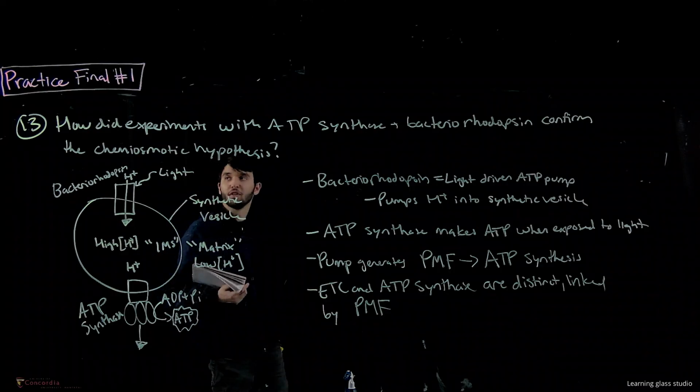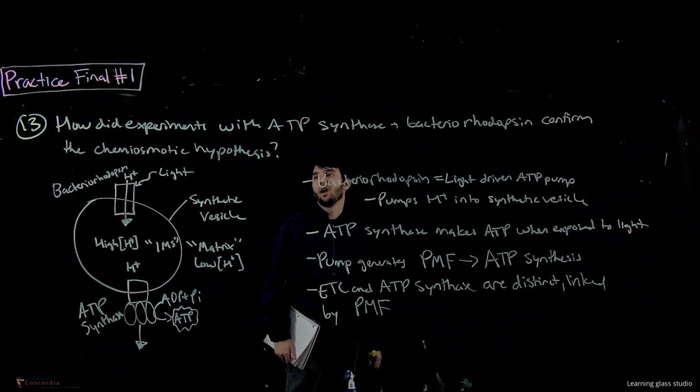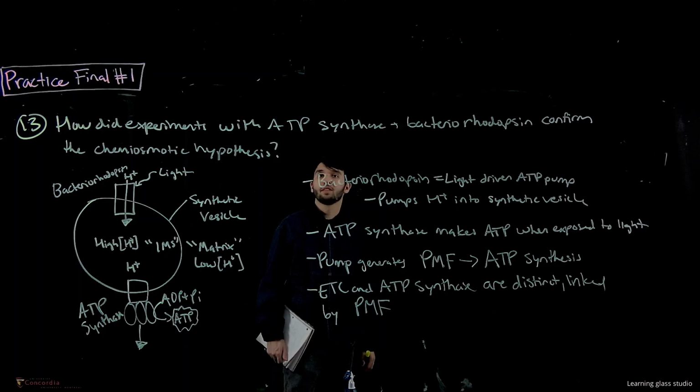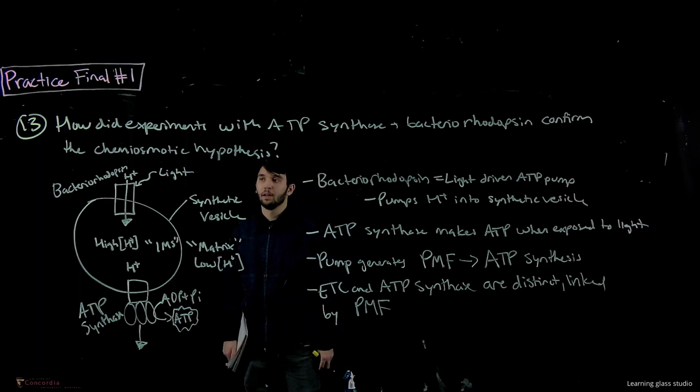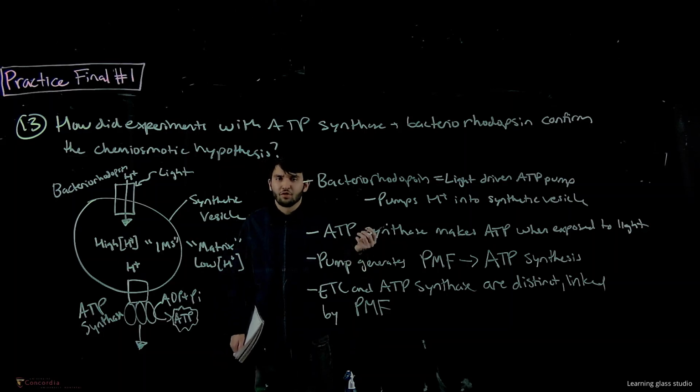All right, question 13. How did the experiments with ATP synthase and bacteriorhodopsin confirm the chemiosmotic hypothesis? So the chemiosmotic hypothesis is just essentially what we saw earlier: the electron motive force in the electron transport chain is used to generate a proton motive force. Proton motive force allows ATP synthase to make ATP.